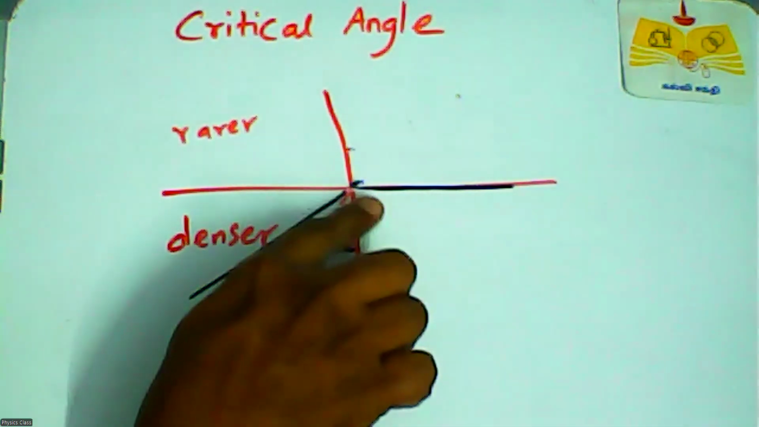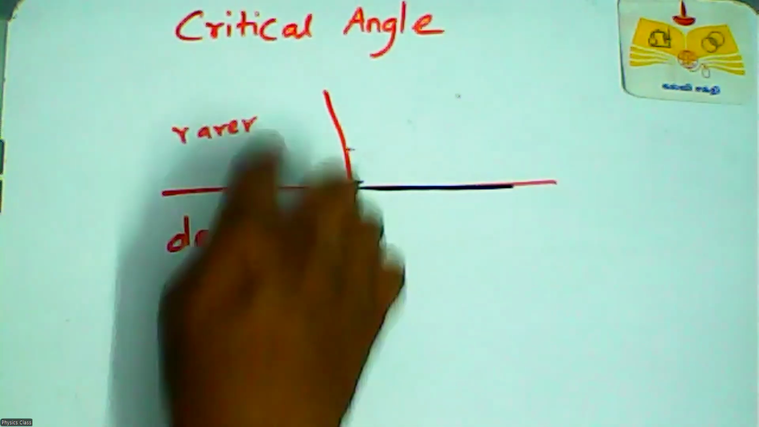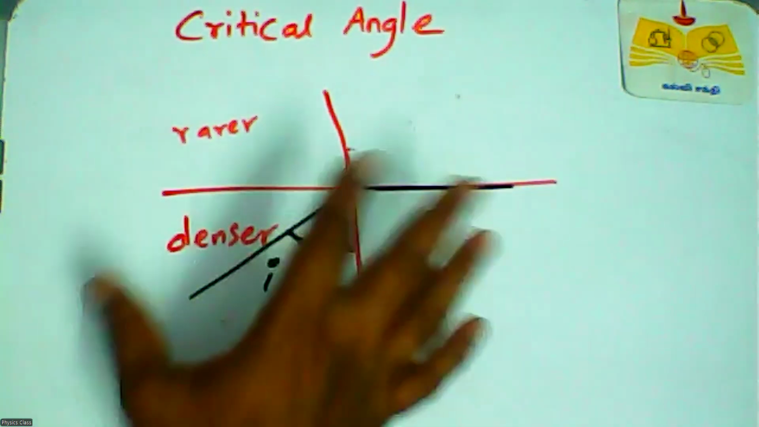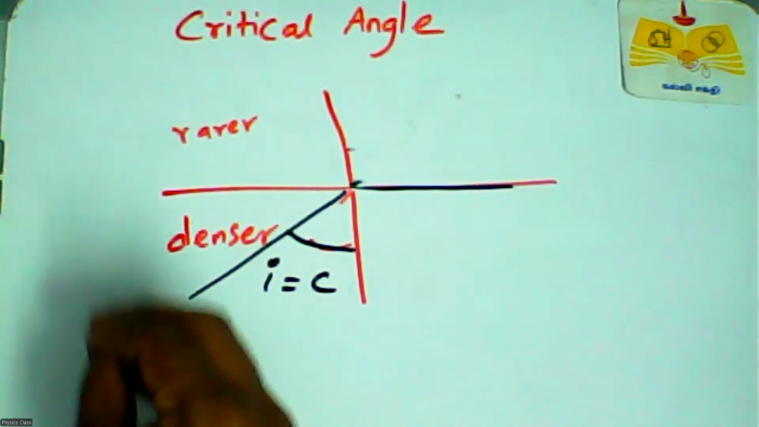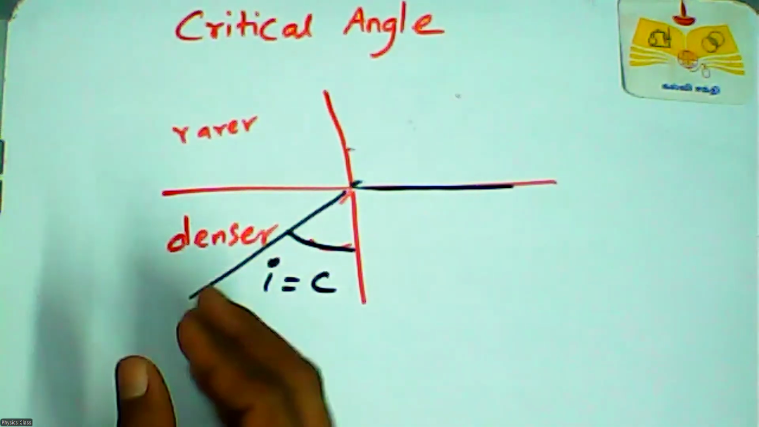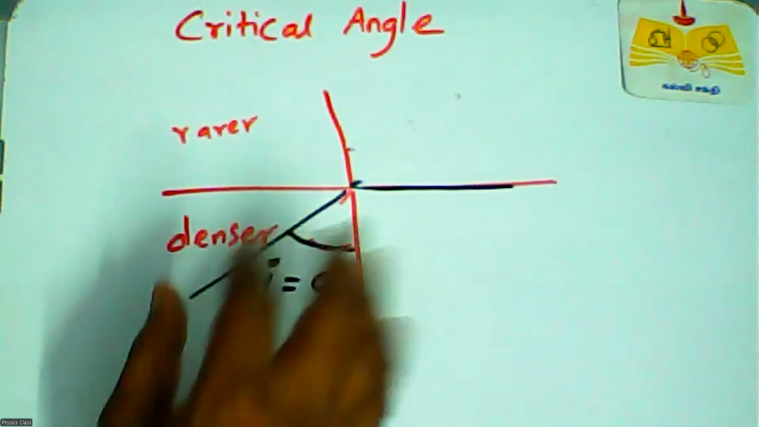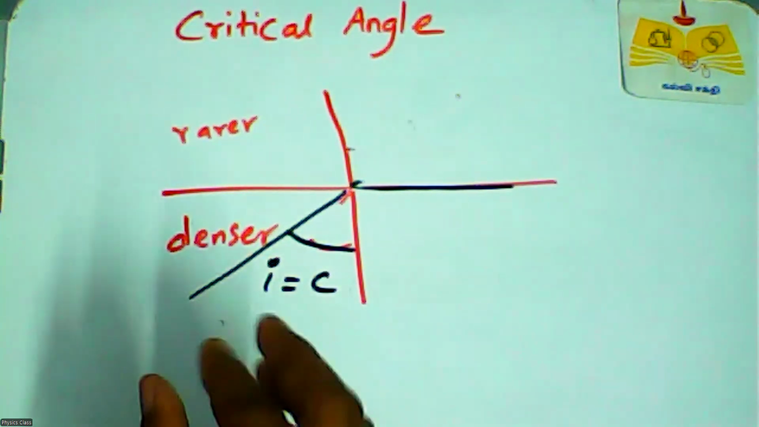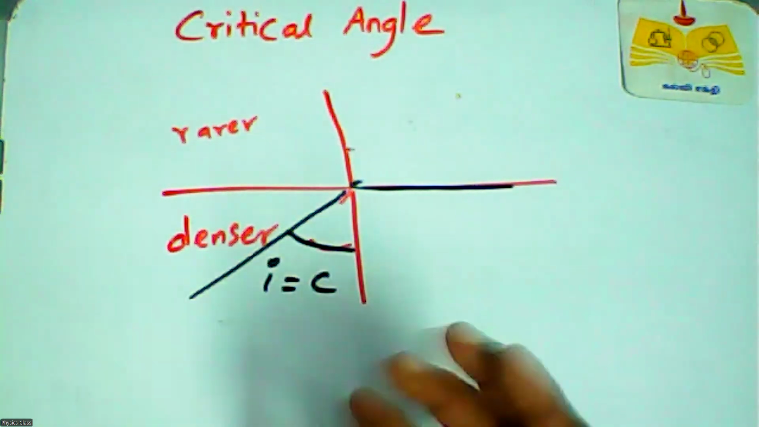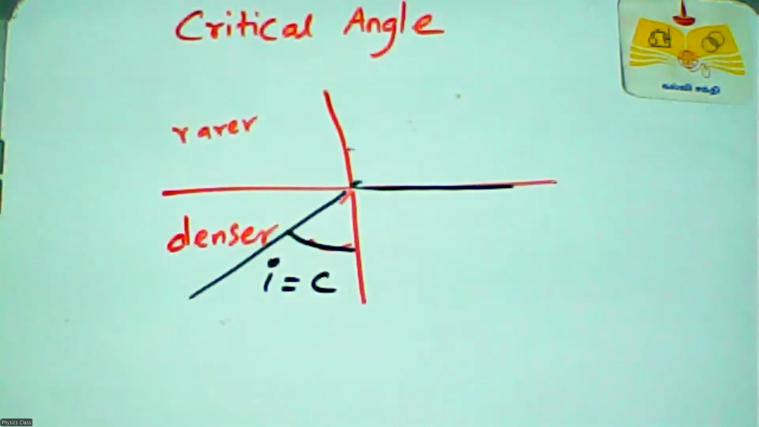So the refracted ray traces the boundary between the two surfaces for one particular angle of incidence. When light rays pass from the denser medium to the rarer medium, the angle of incidence in the denser medium for which the angle of refraction becomes 90 degrees in the rarer medium, for that one particular angle of incidence, is called the critical angle.